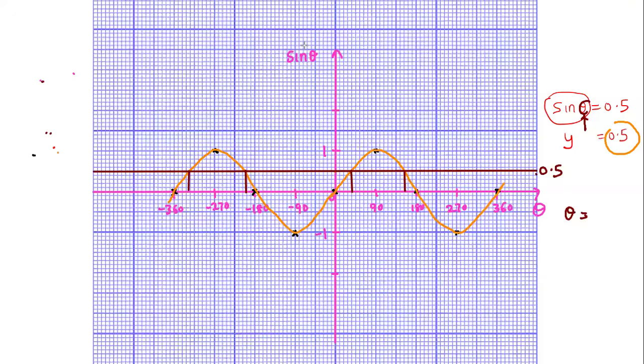Those are the angles you are going to be reading from your graph. Meaning that I'm going to be reading this angle here, this angle here, this angle here, this angle there. So what are we going to do? We are going to come and start reading.